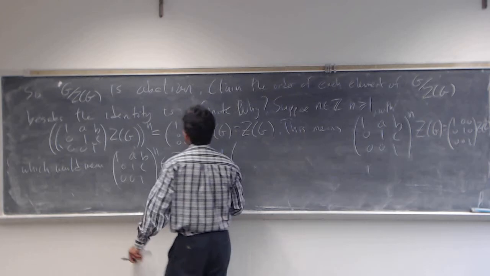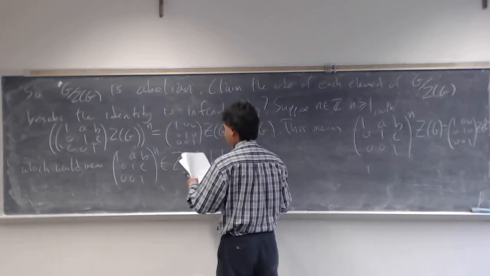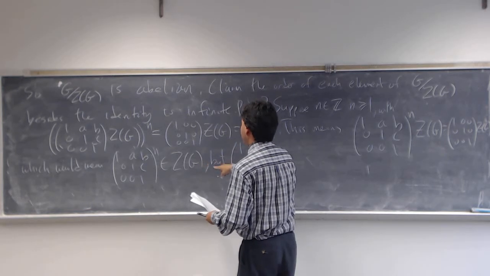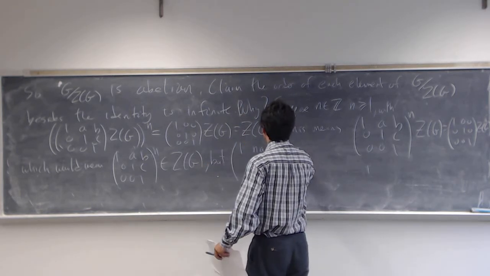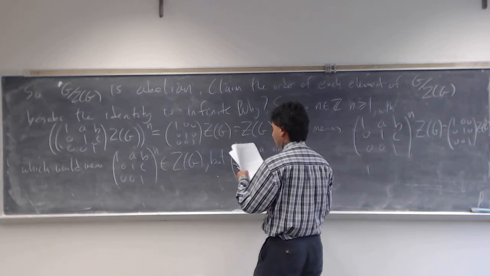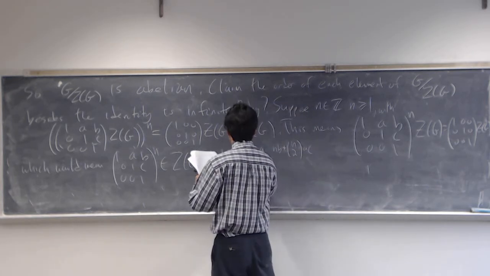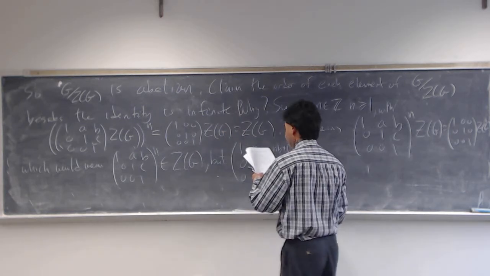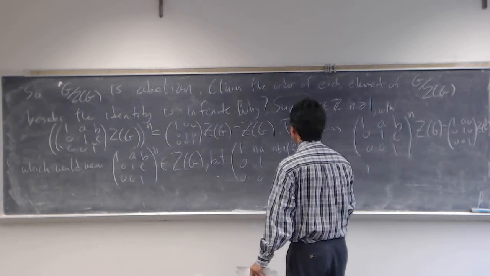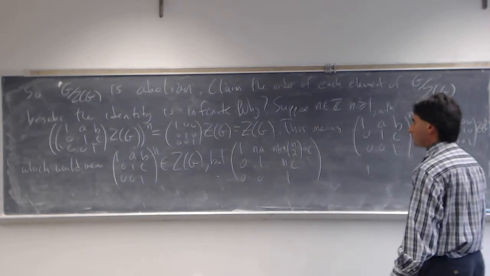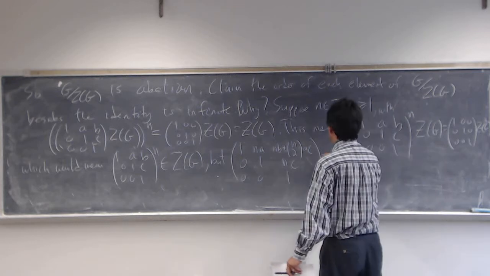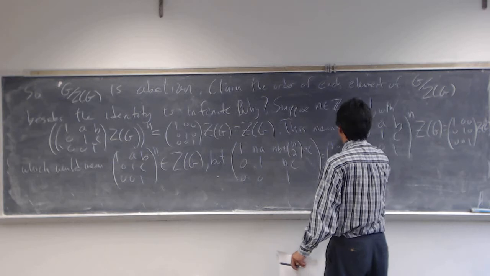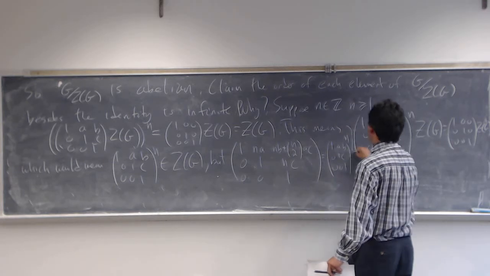But recall there was a problem way back in homework 1 that this, to the n, was just the matrix with entries 1, nA, then nB plus n choose 2 times AC, 0, 1, nC, 0, 0, 1. So that's what would be given by this element.